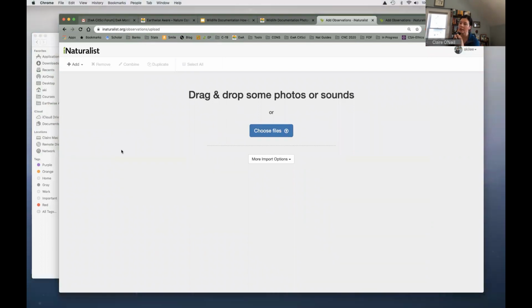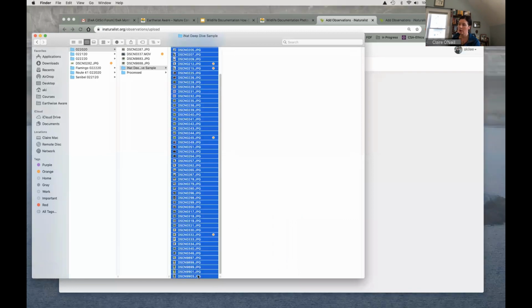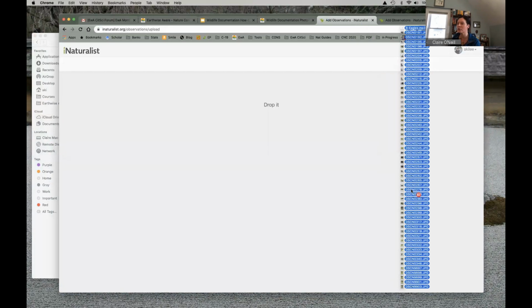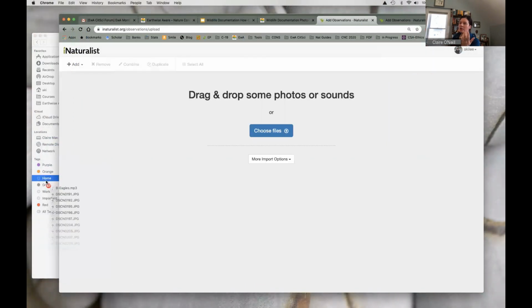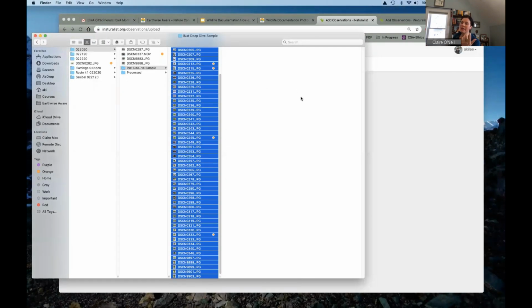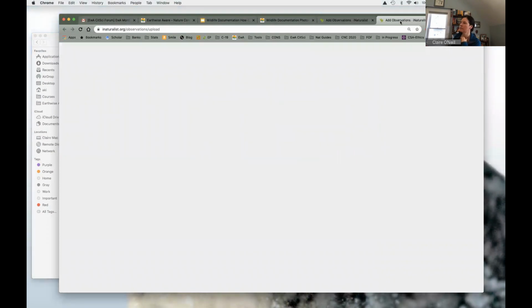Me, usually what I do is I drag and drop. I'm not going to do that because I already prepared it. But I simply drop it there. I'm not going to do that because it takes a little bit of time. There are 59 pictures there. So I already did the upload so that we are ready.